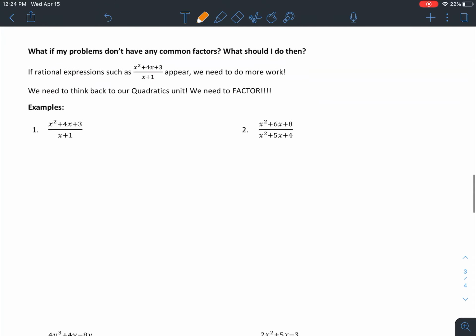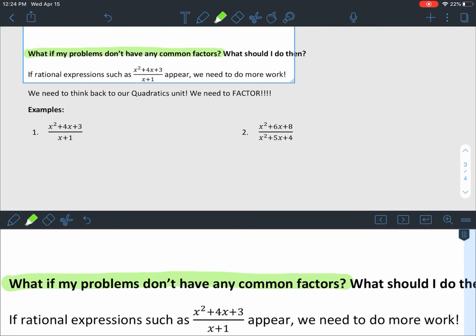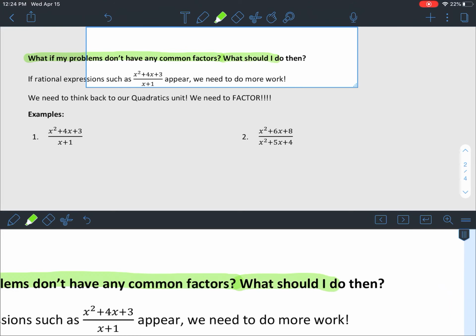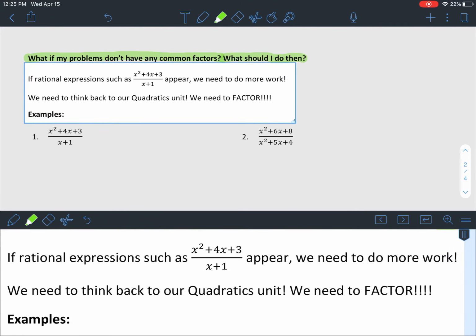So what if my problems don't have any common factors? What should I do then? What if there isn't anything that I can take out, like the easy ones that we've been doing? What should I do? If a rational expression such as x squared plus 4x plus 3 over x plus 1 should appear, we need to do more work.